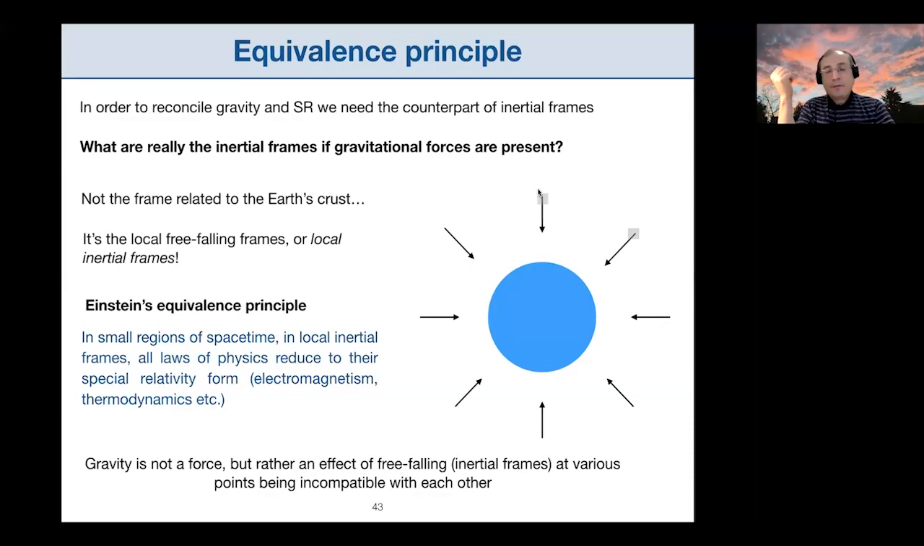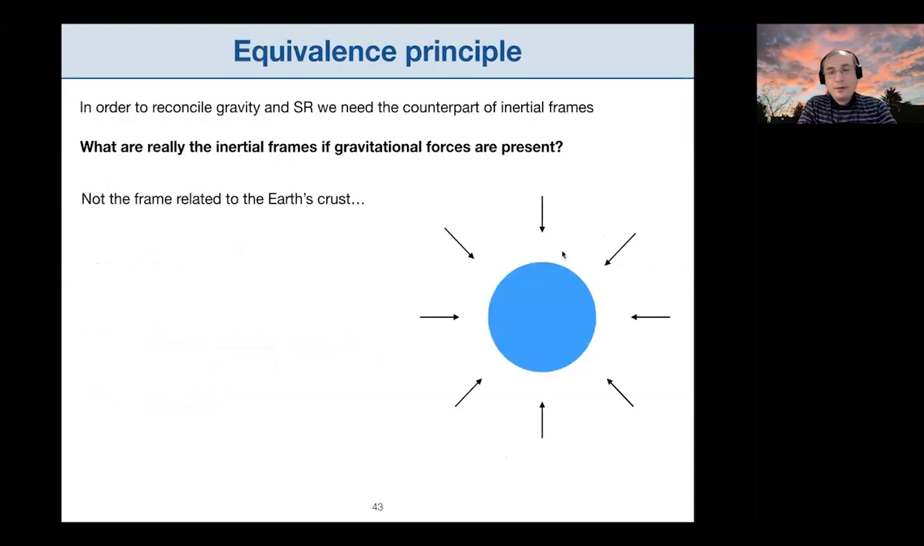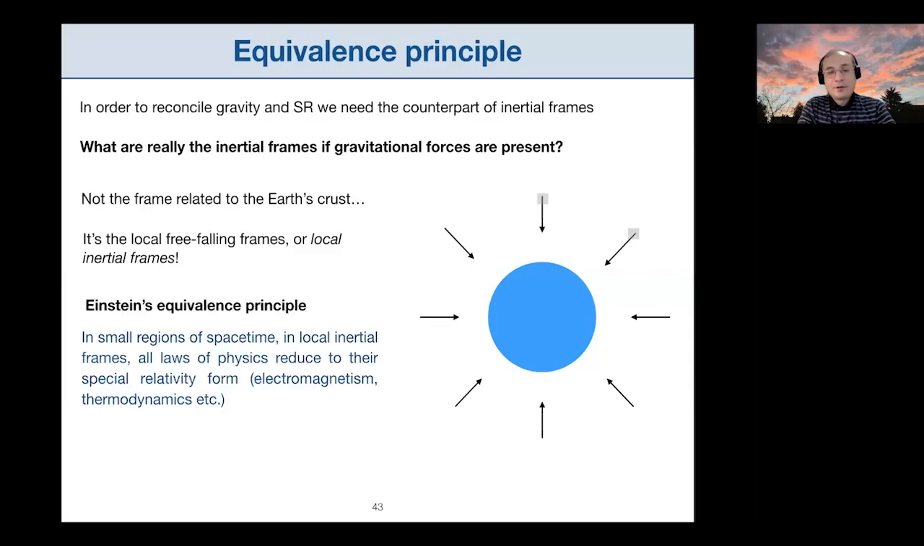And another important thing is that these frames are not compatible with each other. In order to get rid of gravity in this upper frame, we have to accelerate downwards, while in order to get rid of Earth's gravity here, we have to accelerate in a different direction. So we cannot get rid of the gravitational field once and for all over the whole space-time. Unless this is a constant uniform gravitational field, but they don't really exist in nature.